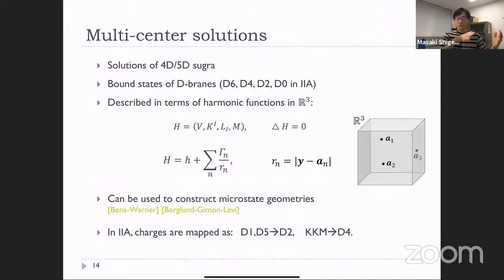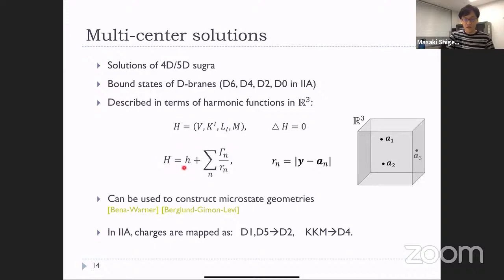Okay, so that's the Lunin-Mathur geometry in 6D, but there are multi-center solutions in 4D and 5D, and we can reduce Lunin-Mathur geometries to multi-center solutions. So these multi-center solutions are 4D solutions of 4D or 5D supergravity, and they describe in general bound states of D-branes. In one frame, you have D6, D4, D2, D0, and this is described in terms of harmonic functions in R3, which are normally called V, K, L, M, and they are all harmonic in this sense. And in general, the solution can be written like this.